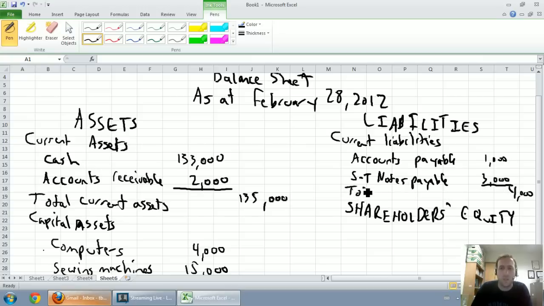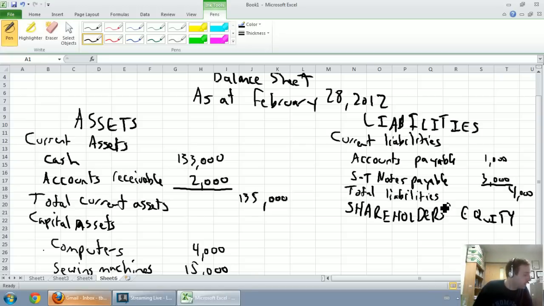I'm squeezing quite tight here. So our total liabilities. Now, interestingly, this is not just our total current liabilities, it's our total liabilities overall. So I don't have to write total current and then total liabilities. If the titles are redundant, just write the main one. And in this case, our total liabilities are $4,000.